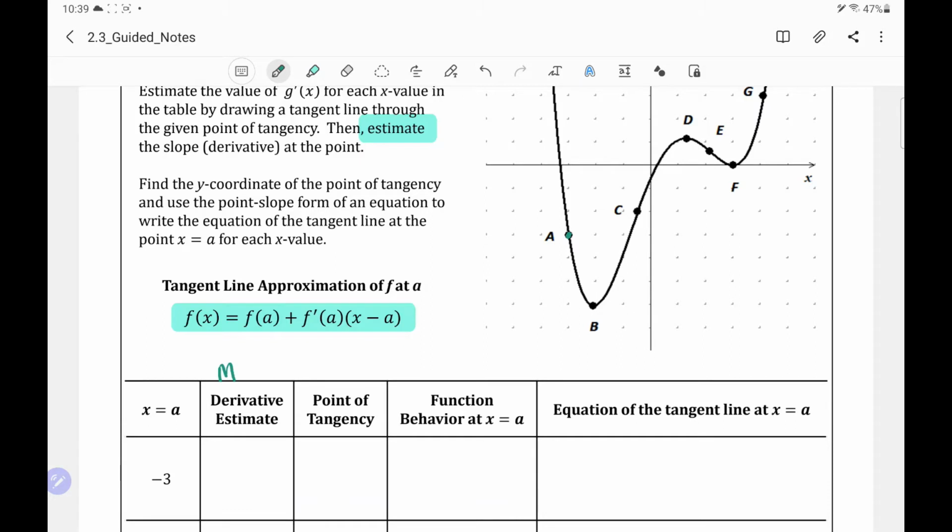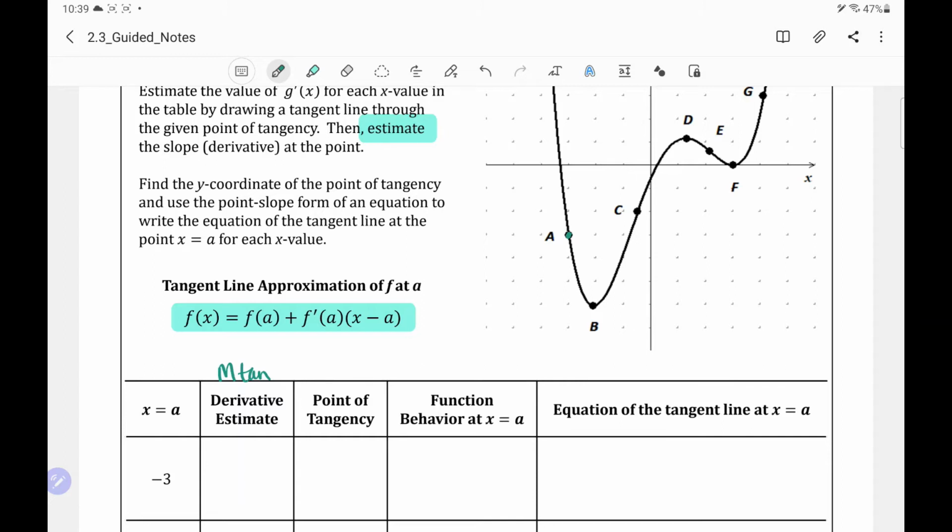I just accidentally hit the erase button. The mtan is the derivative estimate. The point of tangency is the actual point that you started with. The function behavior, they're just wanting to know, is it constant, increasing, decreasing, etc. And then write the equation of the line.